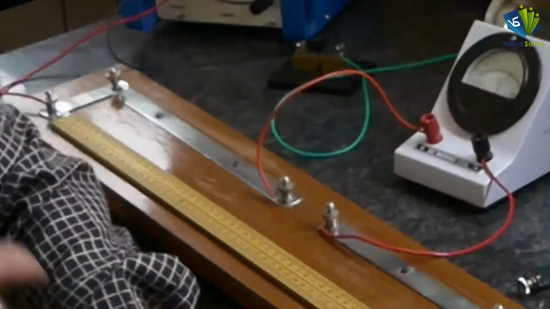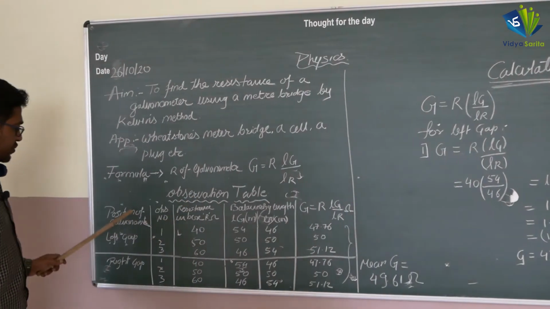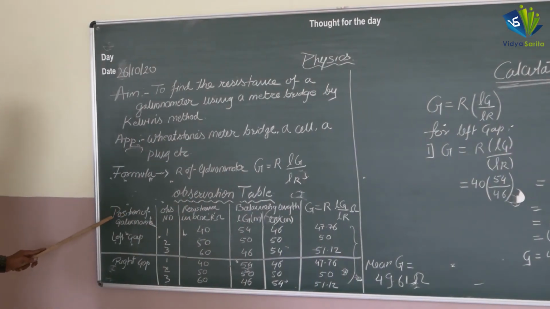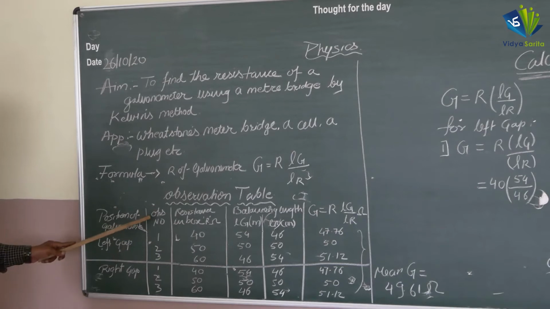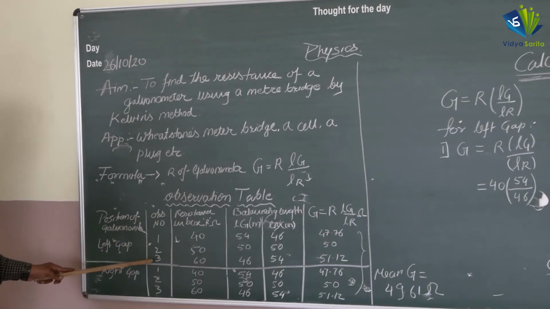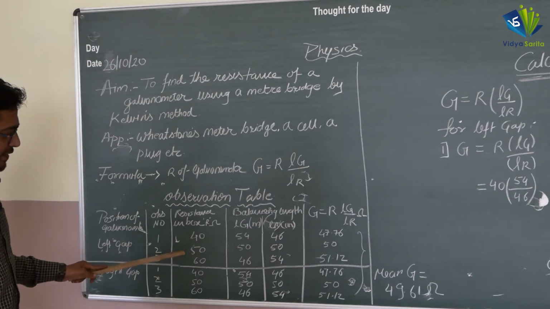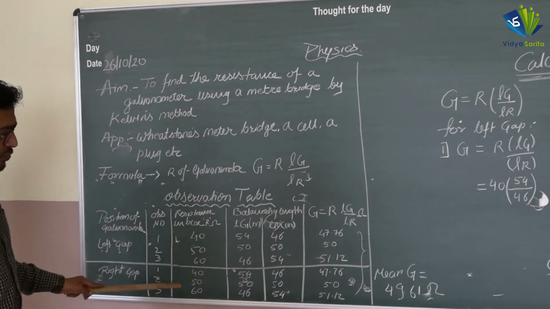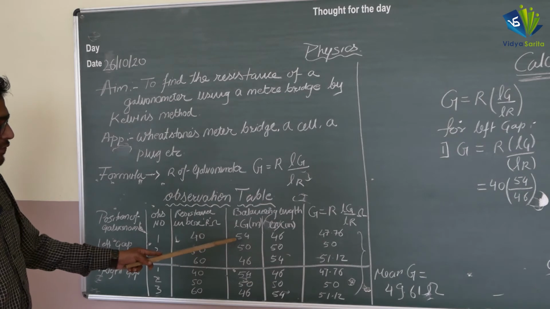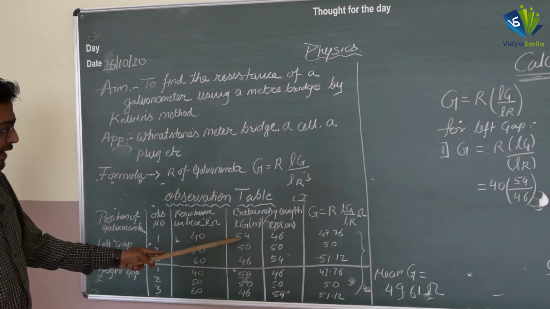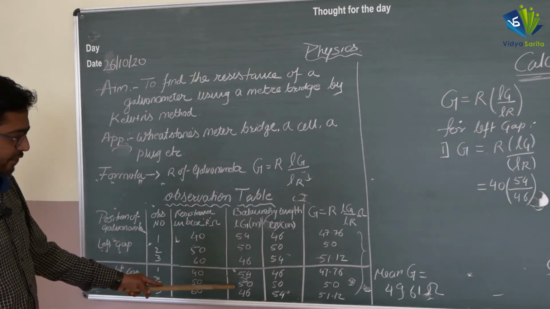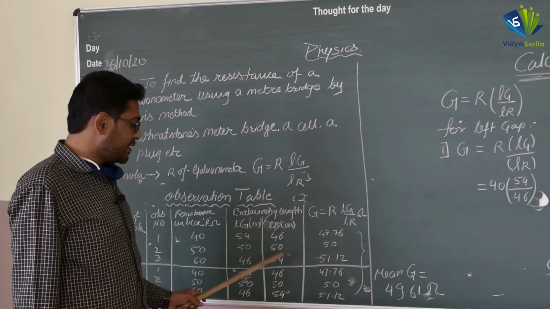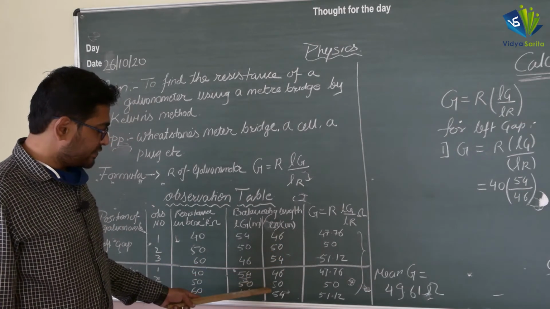Now we'll see the calculation part. So students, the observation table. Over here, the position of the galvanometer we have kept first in the left gap and then afterwards the right gap. So in the first left gap, observations were 1, 2 and 3. For the first observation we have taken 40 ohms, second 50 and third 60. Same goes with the right hand gap also. The same resistance you have to keep. And according to this, we have found the null deflection at 54 centimeter, 50, 46, and the same on the right gap 54, 50, 46. So in the LR centimeter it comes to 46, 50, 54, 46, 50, 54.